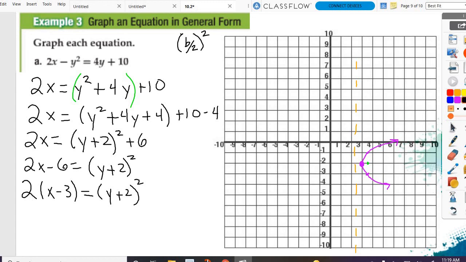Other questions? The plus 6, where did that come from? 10 minus 4. Oh, okay. I just simplified.